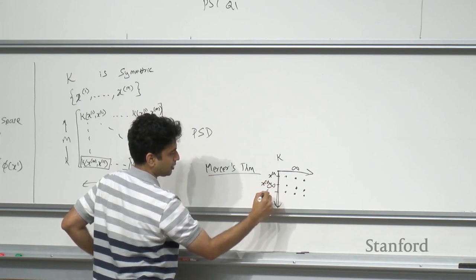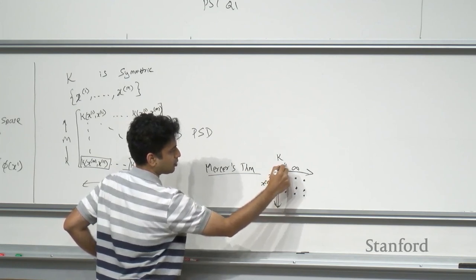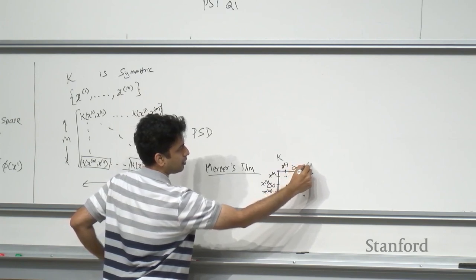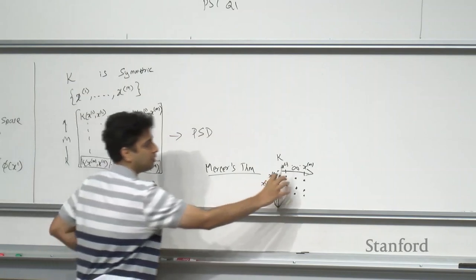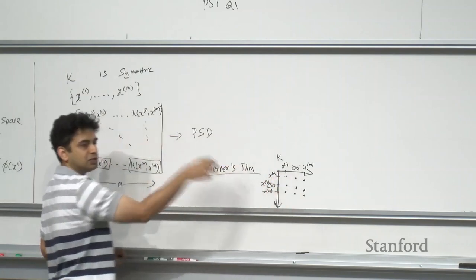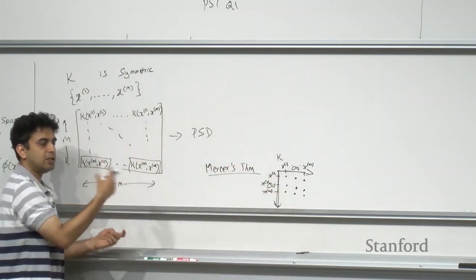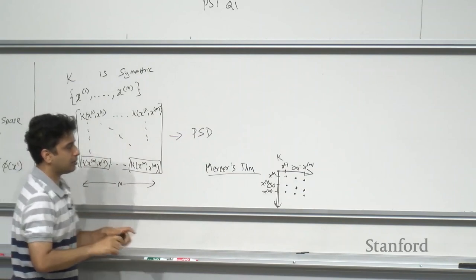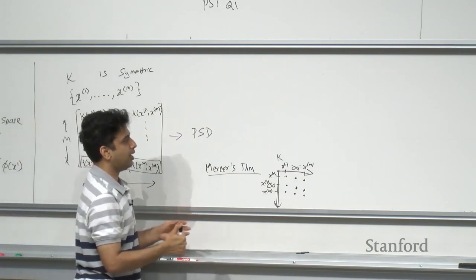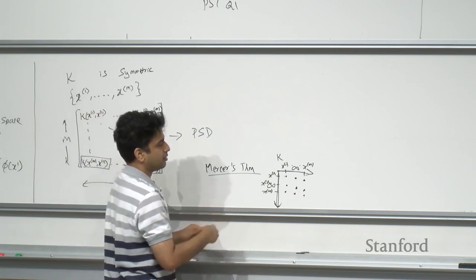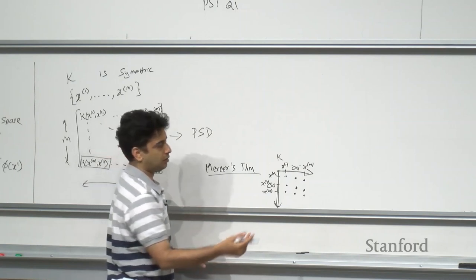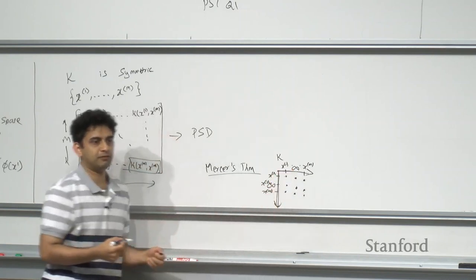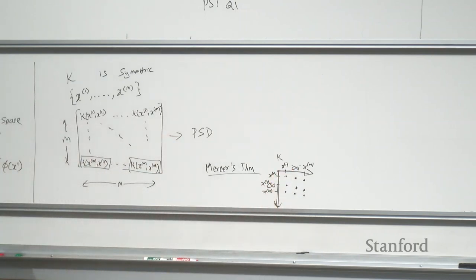And this corresponds to xm, and similarly this corresponds to x1, xm, right? So basically you're just extracting a submatrix out of this infinite dimensional matrix here, right? And Mercer's theorem is another way to say that a matrix, in this case the infinite dimensional matrix, is positive semi-definite if and only if any submatrix is positive semi-definite. So that's Mercer's theorem, and that's kernels.